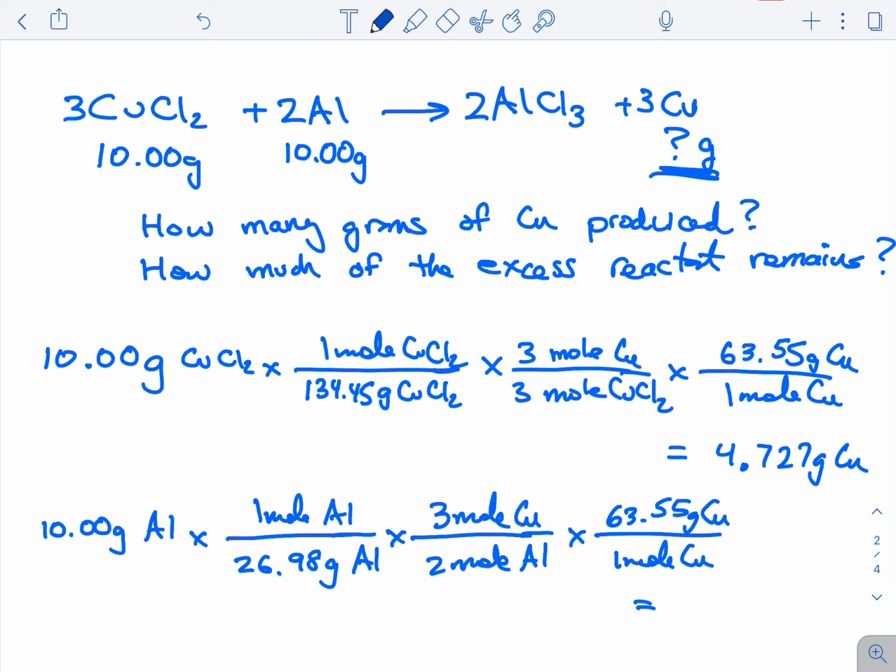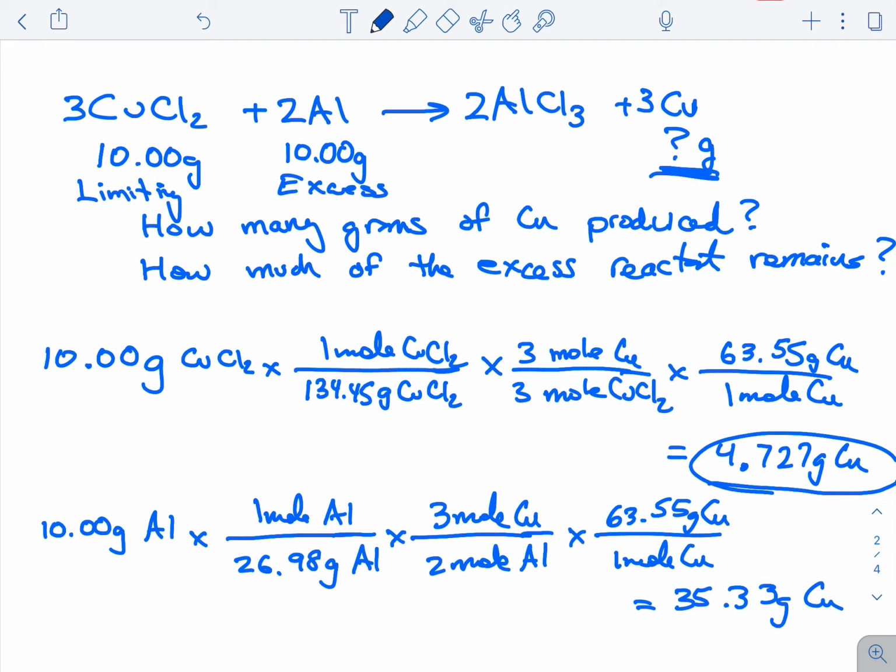All right, punch that one through. Times 63.55 divided by 26.98 times 2. Remember to put your denominators in parentheses to make things work out better. Okay, that's 35.33 grams of copper. So the smaller amount is the amount that's coming from the copper chloride. So we know that the copper chloride is our limiting reactant, and we know that aluminum is our excess.